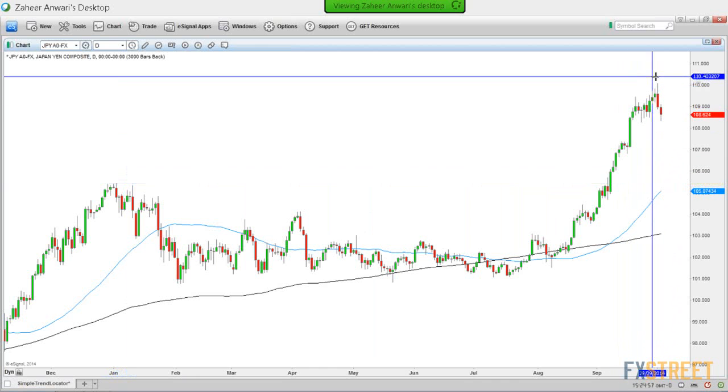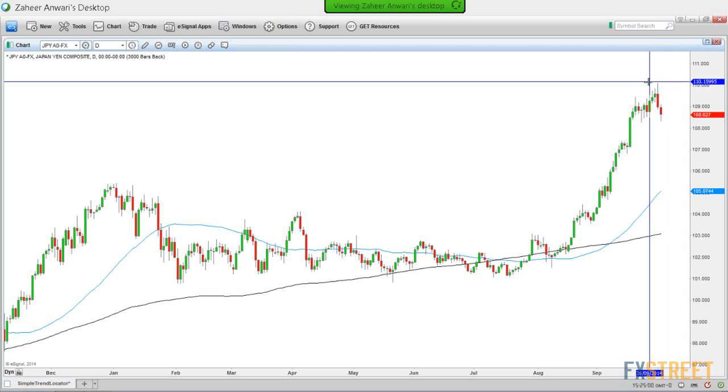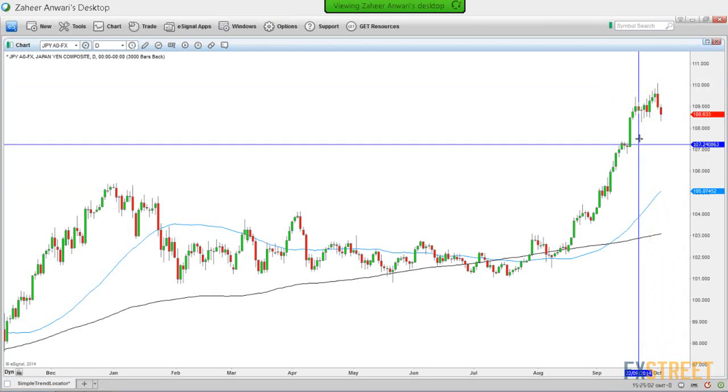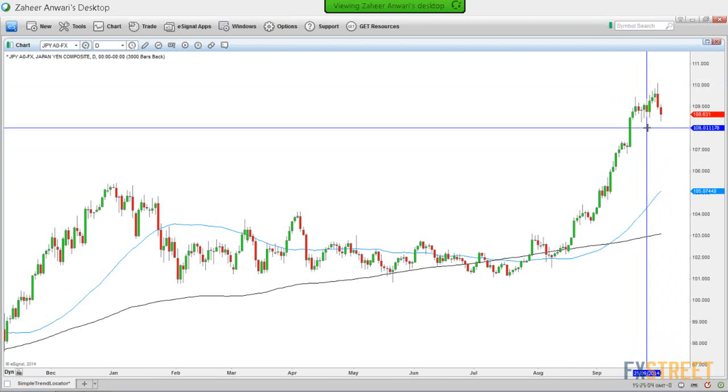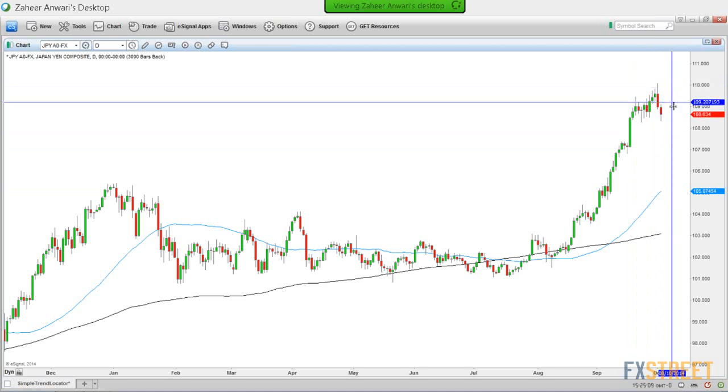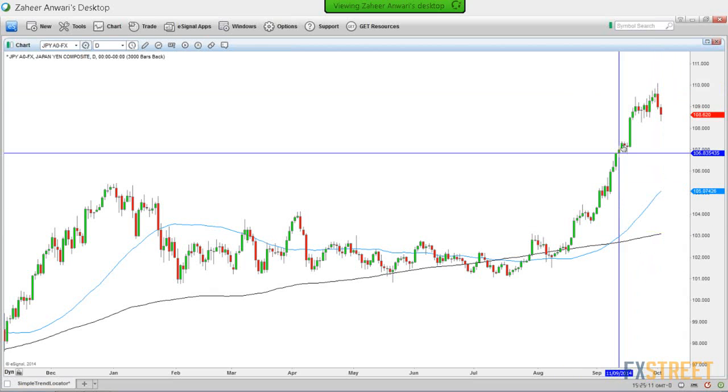Now, okay, what we've got is a pullback, and that's because of the 110 figure. I've got stops in play and I've got profit locked in. If my stops get triggered, that's part and parcel of trading. But for now, this is nothing more than a breather in an uptrend.